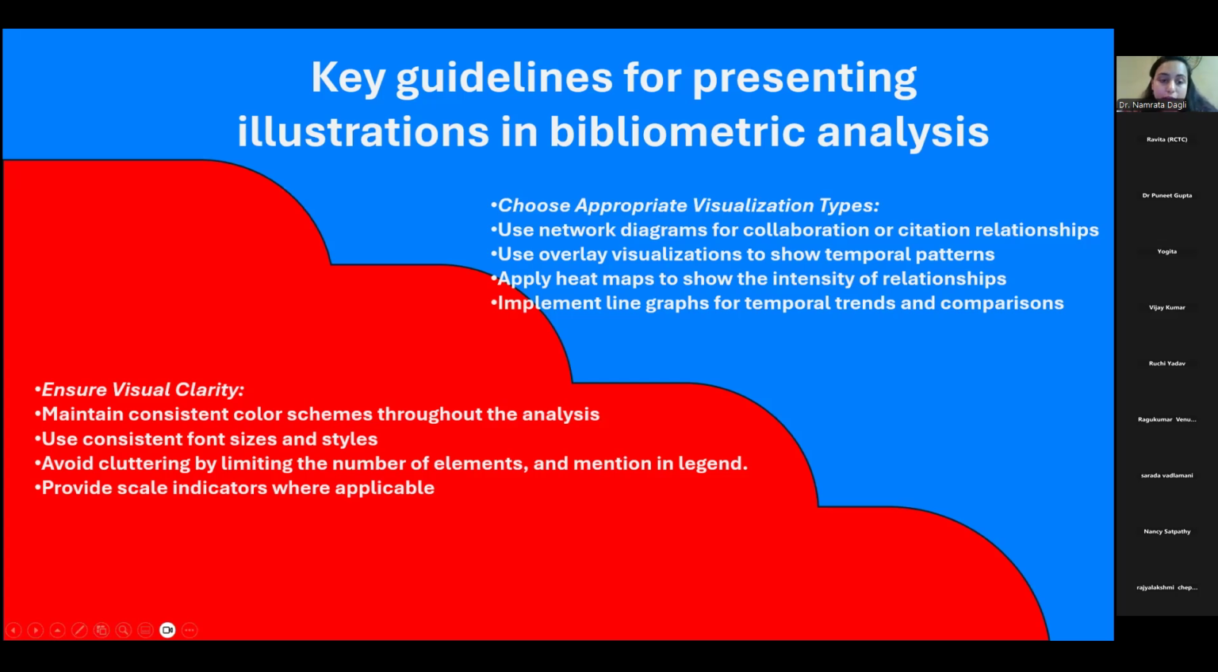Then avoid cluttering by limiting the number of elements, and whatever you are doing to limit the numbers, please mention in the backend so that your diagrams are reproducible. Provide scale indicators wherever applicable. In most of the diagrams, software automatically provides the scale indicators, but in a few diagrams it does not. There you have to mention in your legend clearly what the color coding or size actually represents.